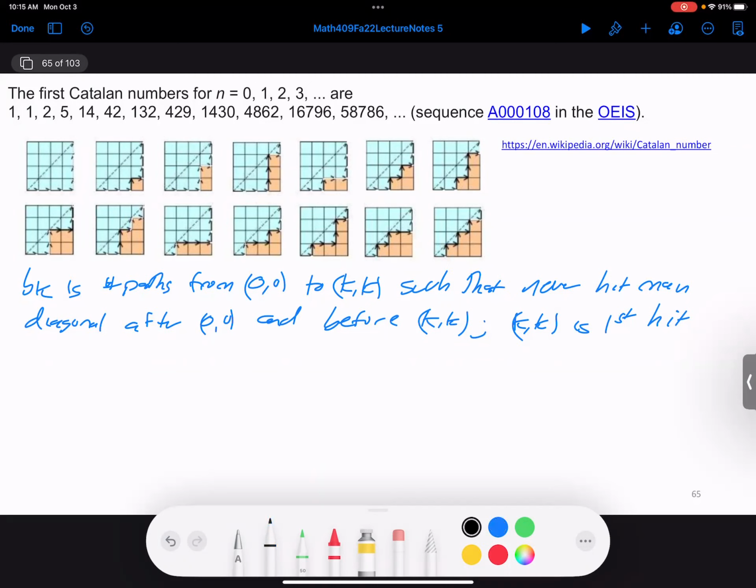Here is 0,0. Here is KK. Here's my main line. Now I know that I don't hit until KK. What must my first step be? Right, it must be right. What about my last step? It has to be up.